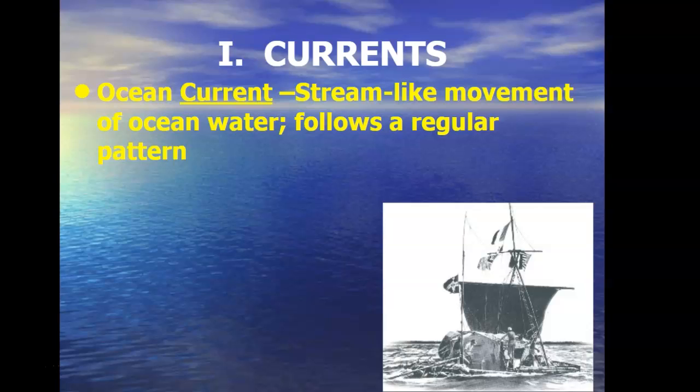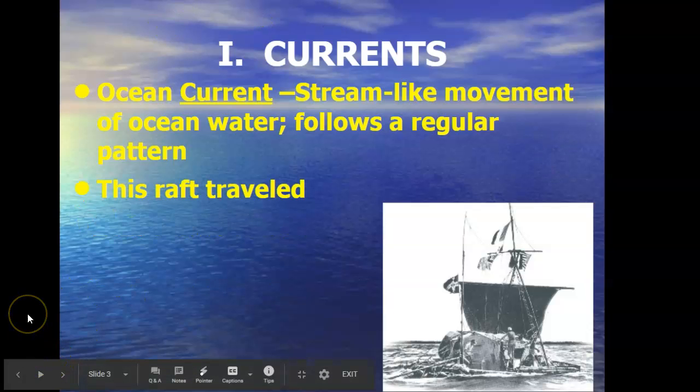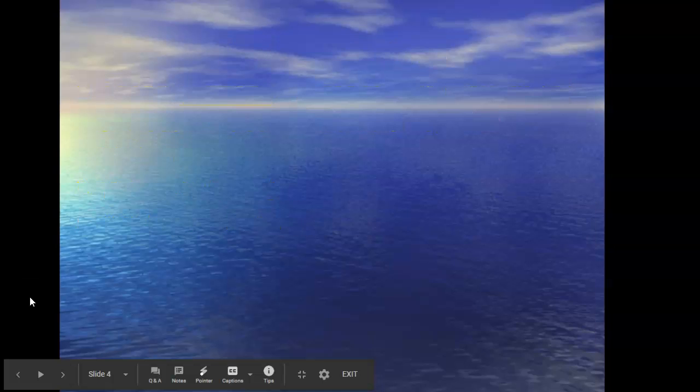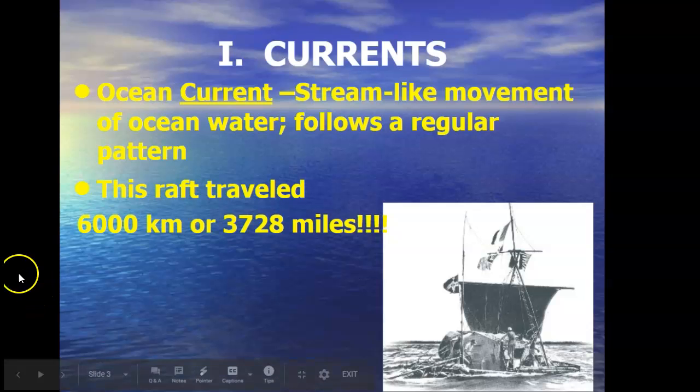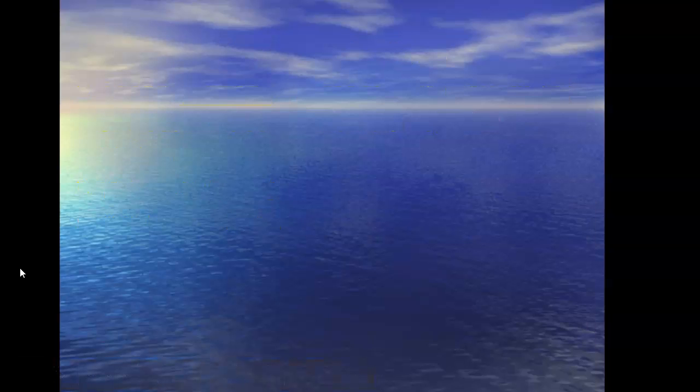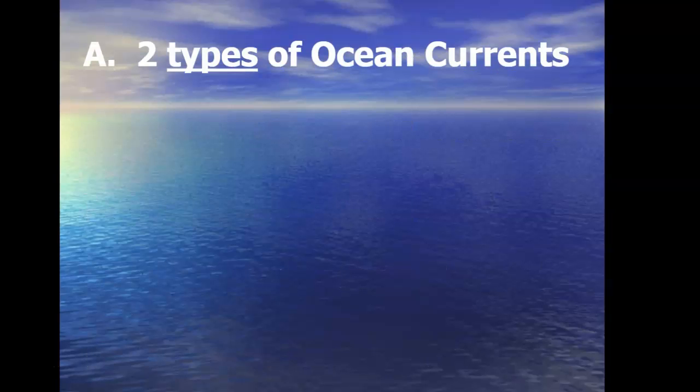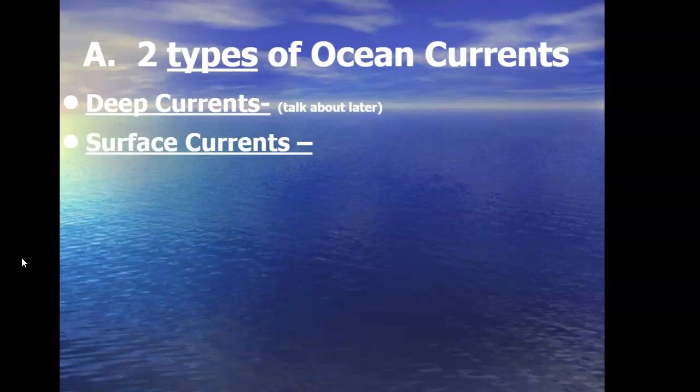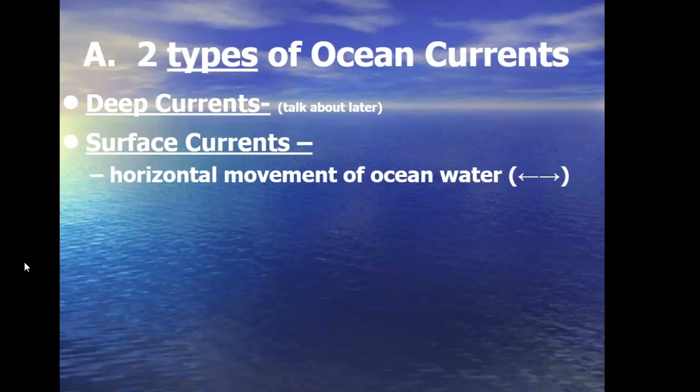So what is an ocean current? It's a stream-like movement of ocean water which follows a regular pattern. This was the raft that traveled that distance of 3,728 miles across the oceans to reach Polynesia. So there are two types of ocean currents. We have surface currents and deep currents. We'll talk about deep currents at another point. Today, I'd like us to talk about surface currents.